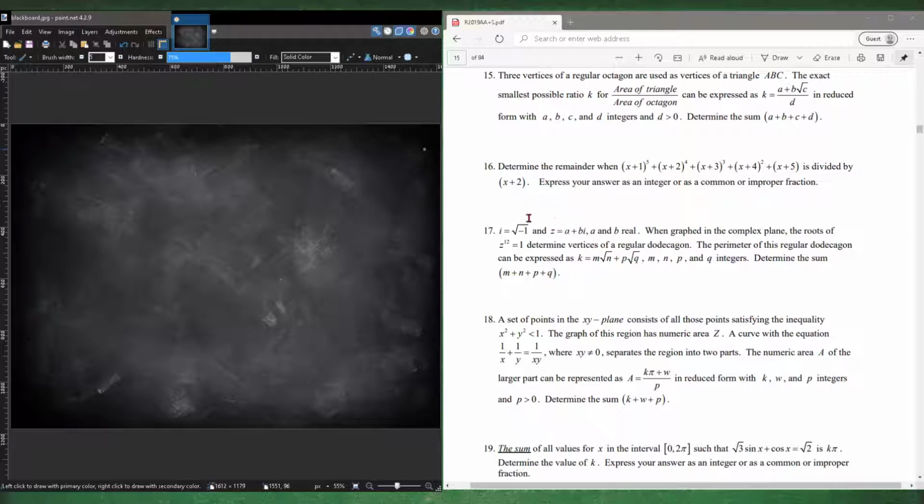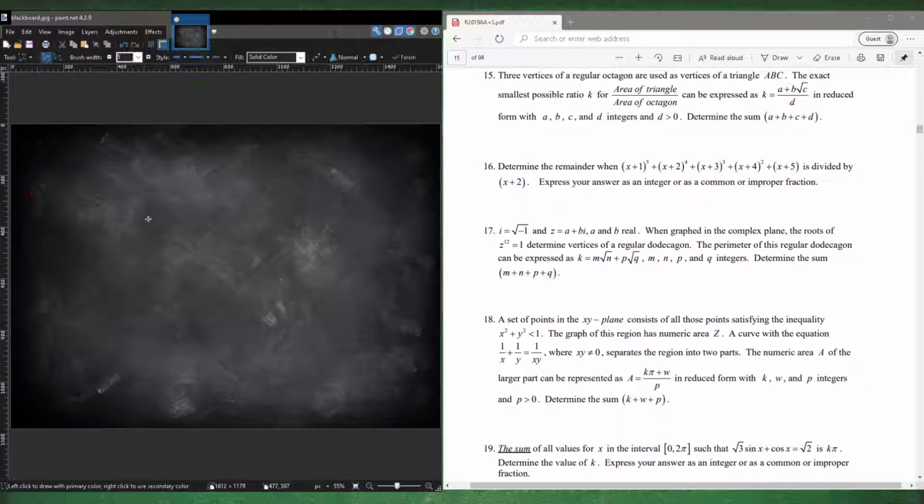The first part just describes the complex numbers. When graphed in the complex plane, the roots of z to the power 12 equals 1 determine the vertices of a regular dodecagon. The perimeter of this could be written in this form. Find the sum of the coefficients, basically.